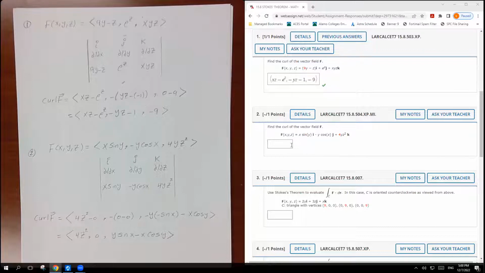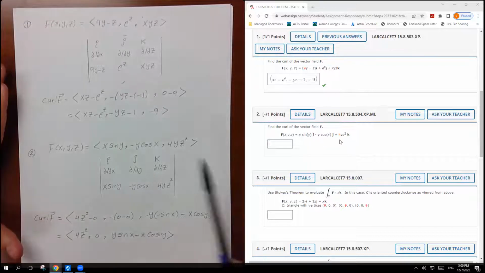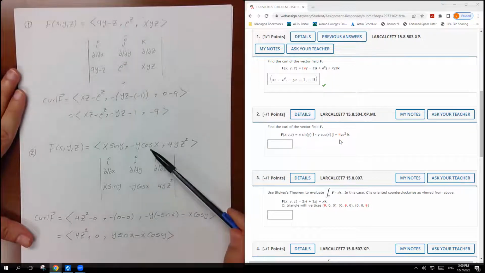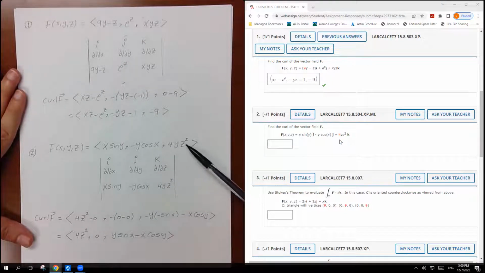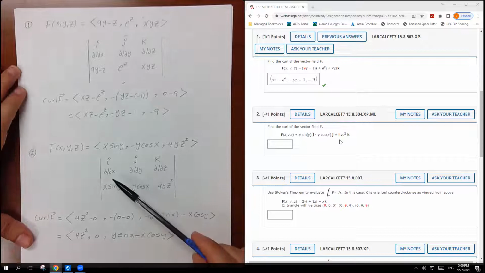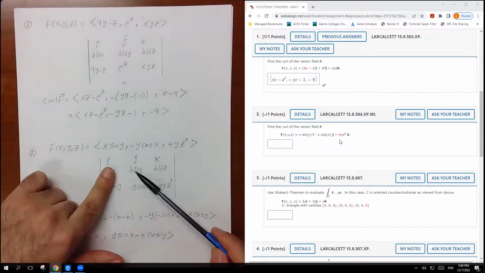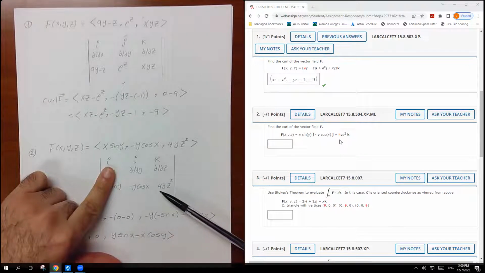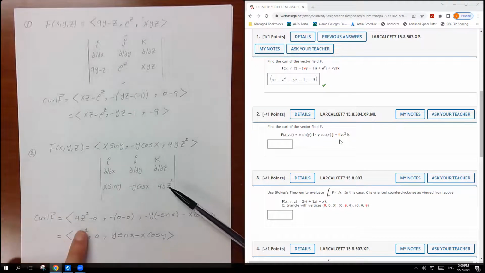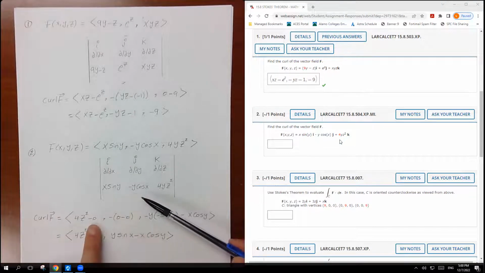For the second one, we're going to do exactly the same thing. Find the curl. We have the function x sine y i, minus y cosine x j, and 4yz squared k. So we're going to do the same thing. Here is x sine y, -y cosine x, 4yz squared. So for the I, it's going to be the derivative with respect to y, so it's going to be 4z squared, and the derivative with respect to z is going to be 0.